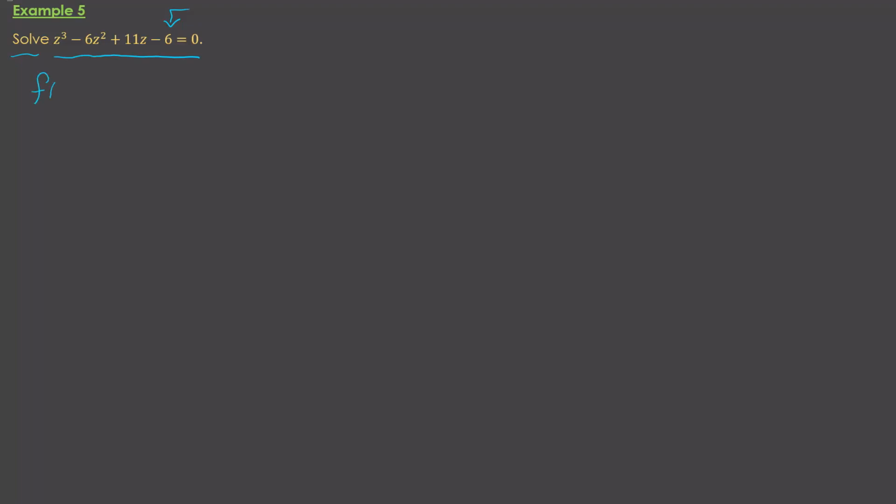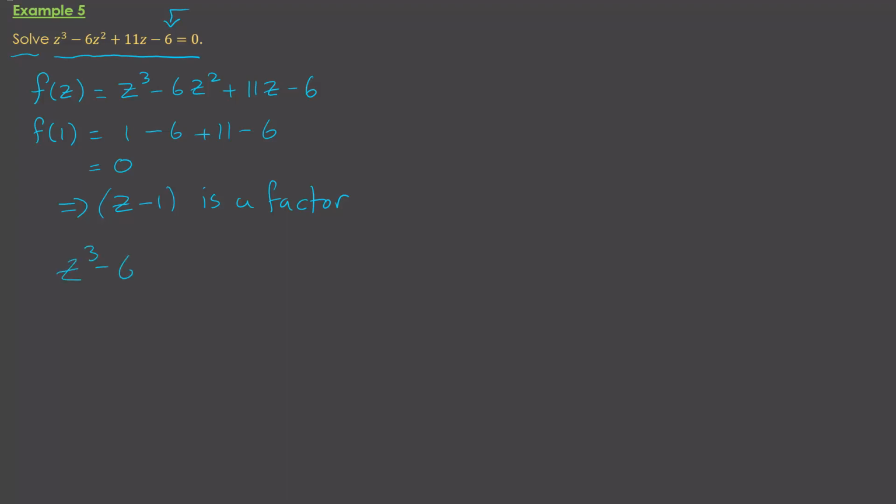So I'm going to start by letting f of z be z cubed minus 6z squared plus 11z, take away 6. And let's try f of 1 to start with. So I get 1, take away 6, plus 11, take 6. And that's equal to 0. So that means that z minus 1 is a factor. So we already have a factor of the left-hand side.